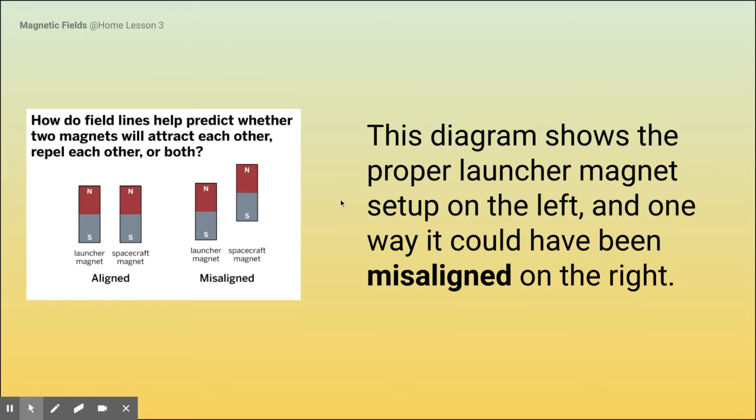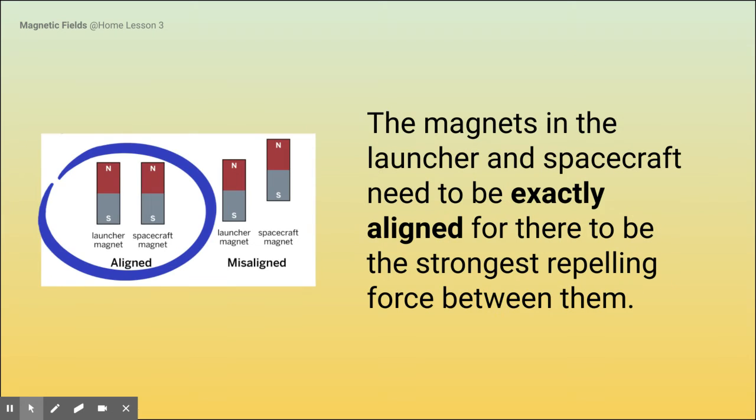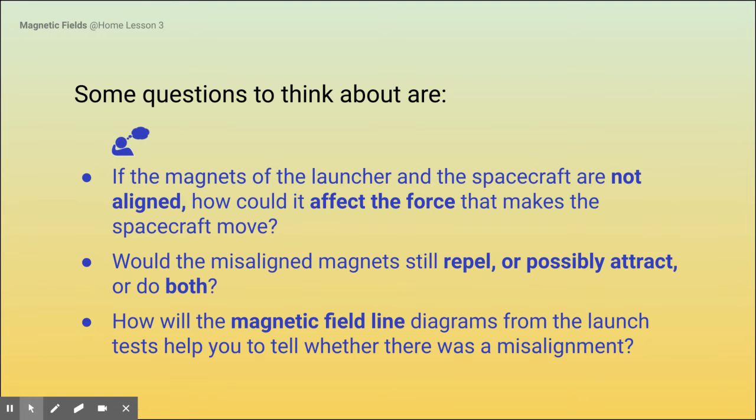So how do field lines help predict whether two magnets will attract each other or repel each other or both? So this kind of helps us figure that out. So the magnets in the launcher and the spacecraft need to be exactly aligned for there to be the strongest repelling force between them. So they have to be perfectly snuggled next to each other.